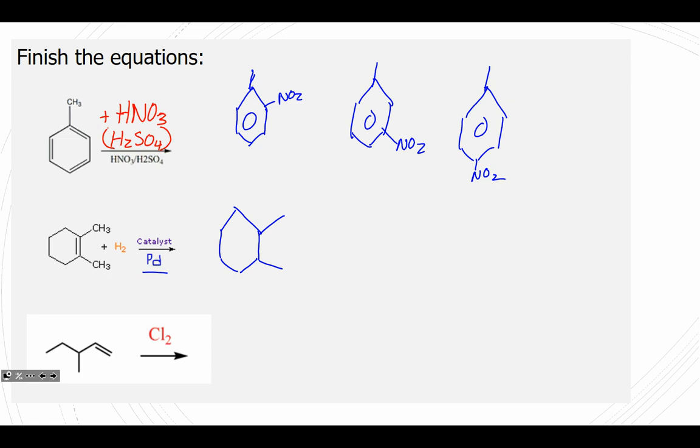So we got 1, 2, 3. We got 2 mountains and 1 extra here. So we would have a chlorine here and a chlorine here. Does it matter if I go up or down? No. I just need to know what carbon it came off. Okay?